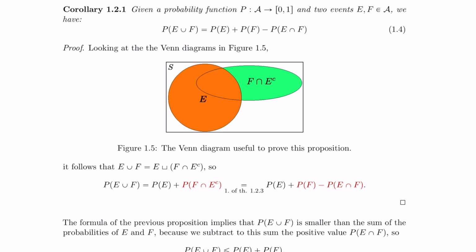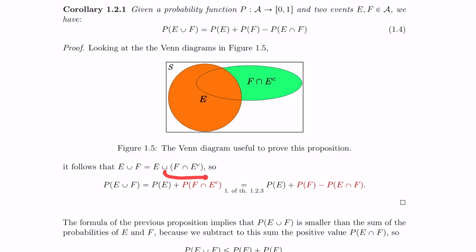The proof lies in these Venn diagrams. Here you have the event E, here you have the event F, and as you can see, they intersect non-trivially. The set represented in green is the intersection between F and the complement of E. Why is it interesting to consider such a set? Because, as you can see, the union of the event E and the event F can be written as the disjoint union of E and F intersected with the complement of E.